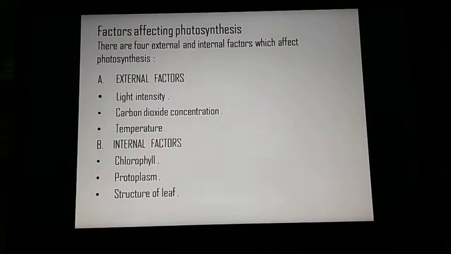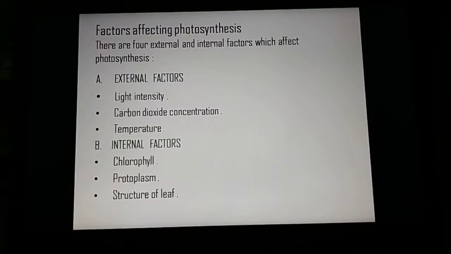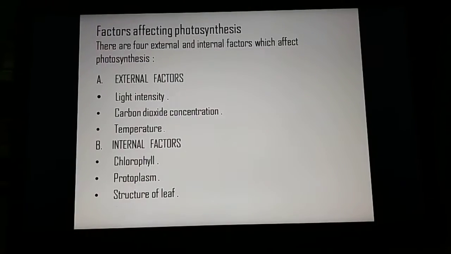For example, a rise from 20 degrees Celsius to 30 degrees Celsius, or 22 degrees Celsius to 32 degrees Celsius, doubles the rate of photosynthesis.